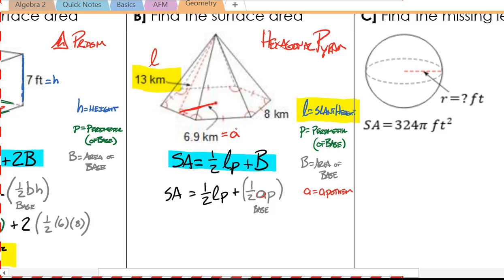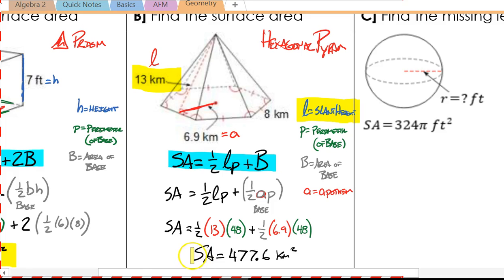We can now substitute in all the known values. It gives us 1/2 times 13, slant height, times the quantity of the perimeter of the base, which is 48, 8 plus 8 plus 8 plus 8 plus 8 plus 8, or 8 times 6, 48, plus 1/2 times the apothem, 6.9, again times the perimeter of the base, 48, gives us a surface area of 477.6 kilometers squared.